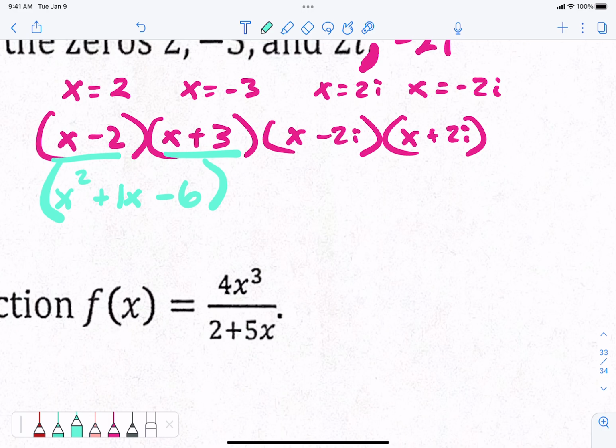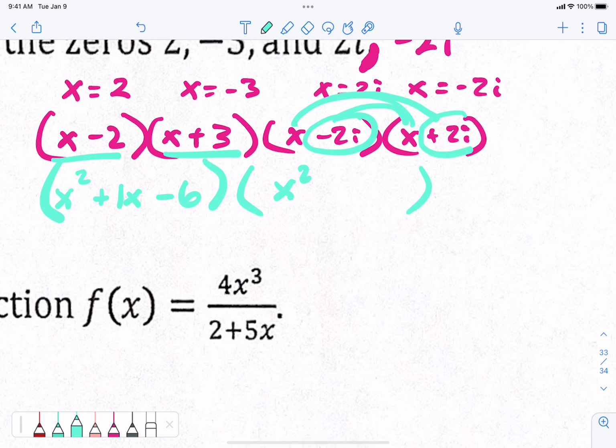If I multiply the next ones together, x times x is x squared. Plus x times 2i is 2xi, then minus 2xi, so I'm not going to write those down. What's negative 2i times positive 2i? Negative 4i squared, which is plus 4. And now we're going to FOIL those.